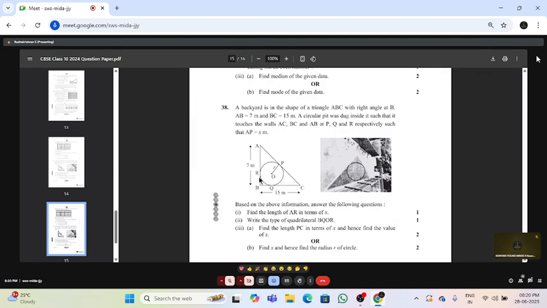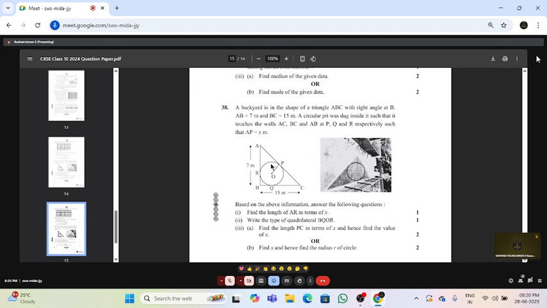The backyard is in the shape of a triangle ABC with the right angle at B. Okay, the diagram is given. So this is the shape of a backyard, and AB is given as 7 and BC is given as 15.